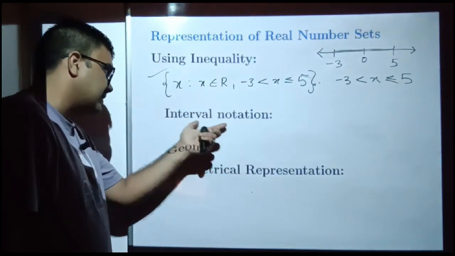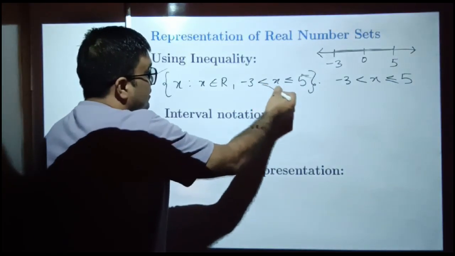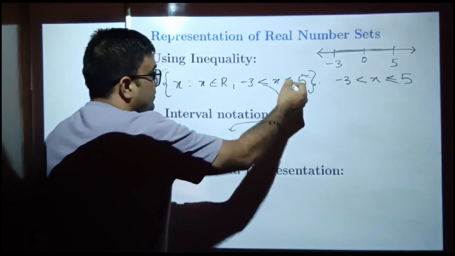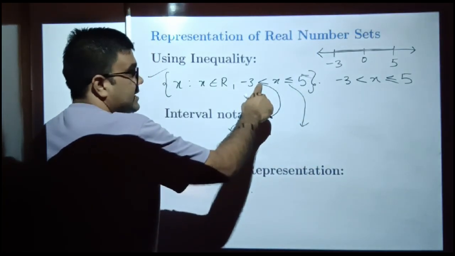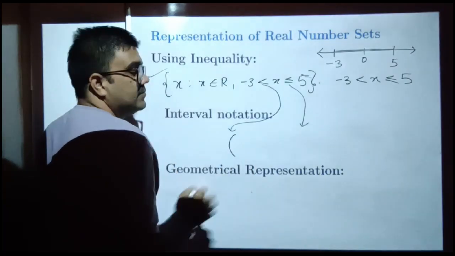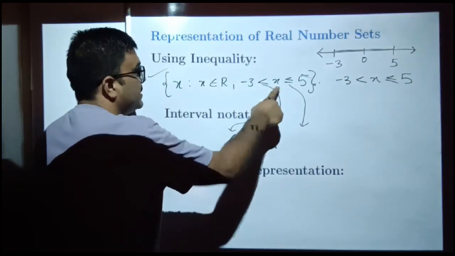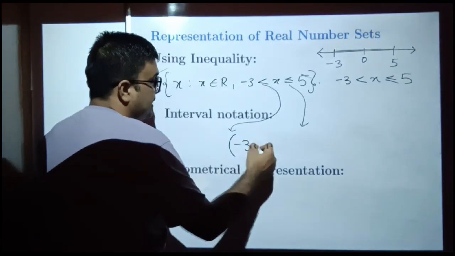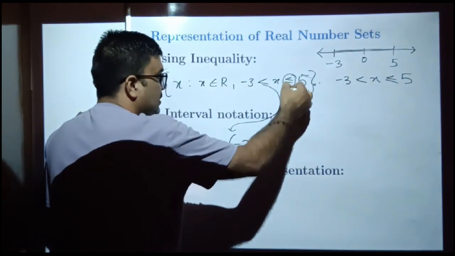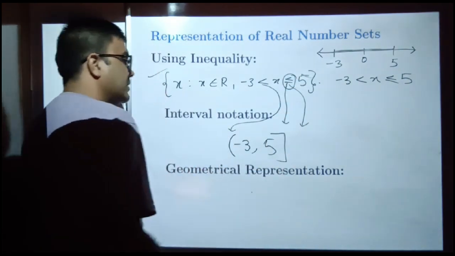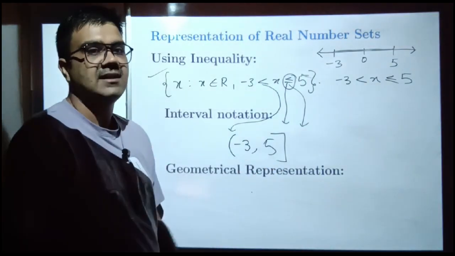Another way of writing this set is using the interval notation. This is strict inequality, this is with the equal to sign. To distinguish these two, we use these kinds of brackets. Brackets we will discuss in our next slide. Right now I am just telling you what interval notation is. We will write -3, then 5. Because this equal to is here, we are putting the bracket like this. We will see the meaning of these brackets in our next slide.